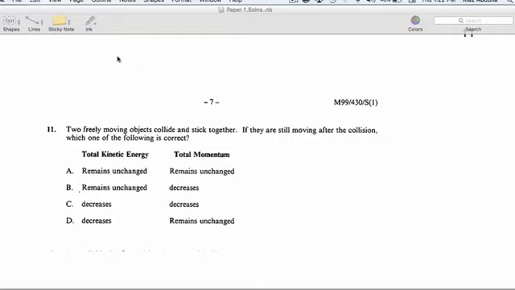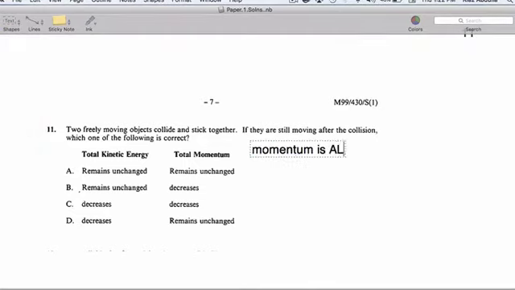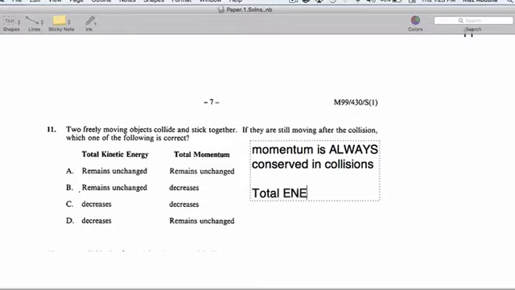All right, two objects collide and stick together. Let me say a couple of things about collision. First, momentum is always conserved in collisions. Total energy is always conserved.